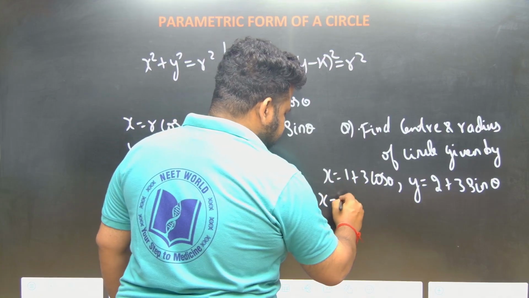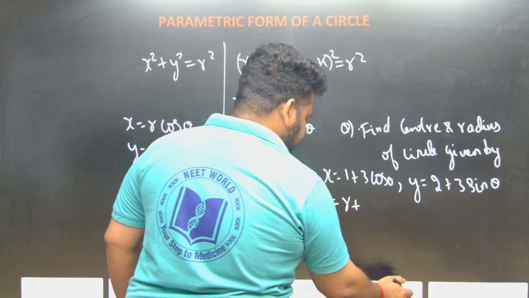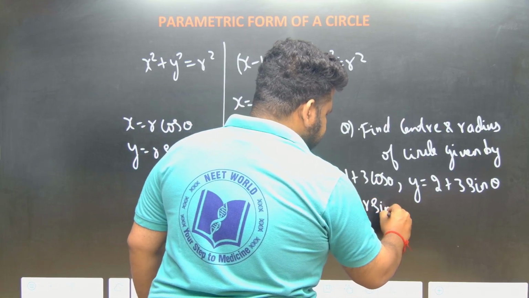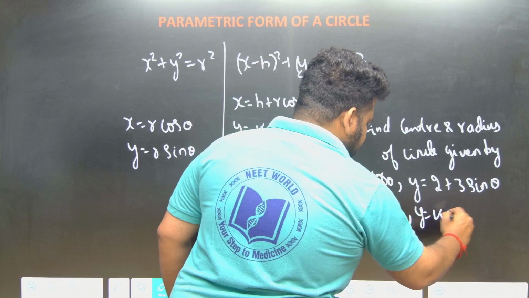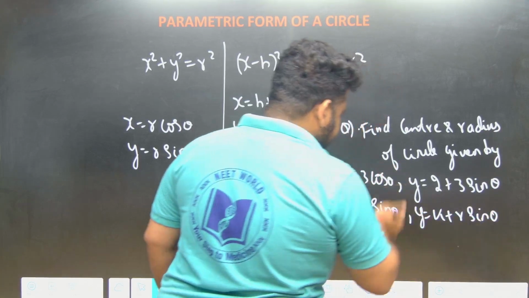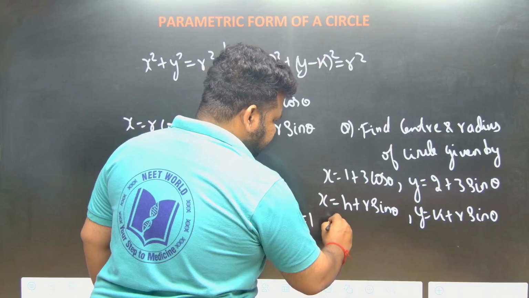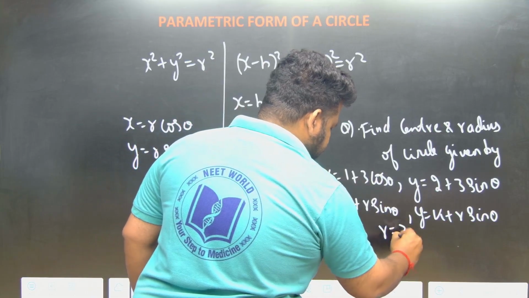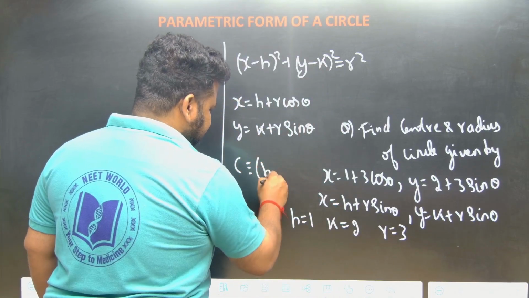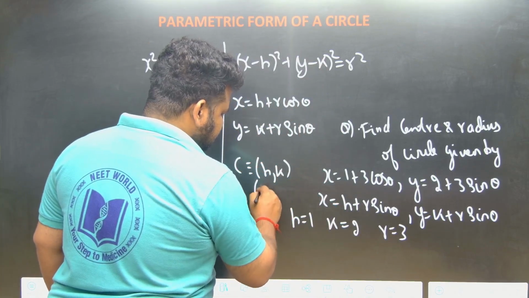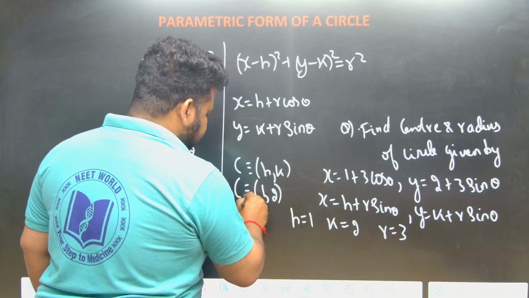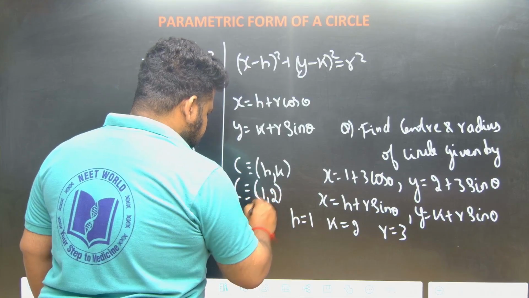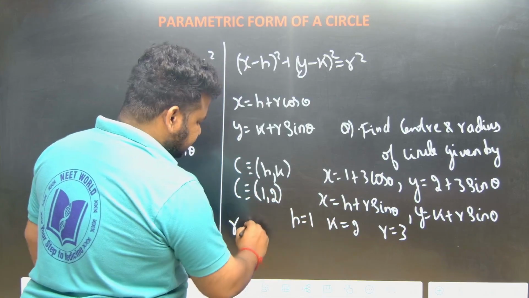I can write this as x is equal to h plus r cos theta, and y is equal to k plus r sin theta. On equating this, h will be equal to 1, k will be equal to 2, and the r value we will get is equal to 3. So the center is nothing but h comma k, that is 1 comma 2. This is the center, 1 comma 2. What about the radius? The radius we are directly getting, radius is equal to 3.